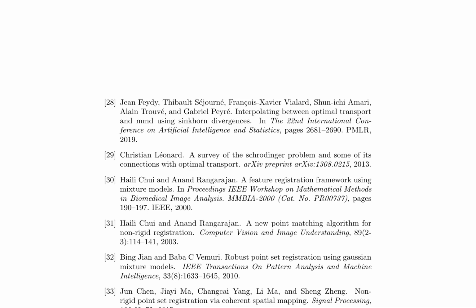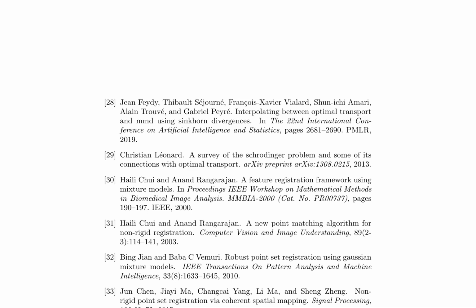The paper explores the interpolation between optimal transport and maximum mean discrepancy, MMD, using Sinkhorn divergences, a novel approach to solving the Schrödinger problem, a fundamental concept in optimal transport theory. This unified framework combines the strengths of both methods, leveraging the entropic regularization of Sinkhorn divergences to approximate the MMD. This approach has far-reaching implications for machine learning, computer vision, and other fields where data comparison and alignment are crucial.